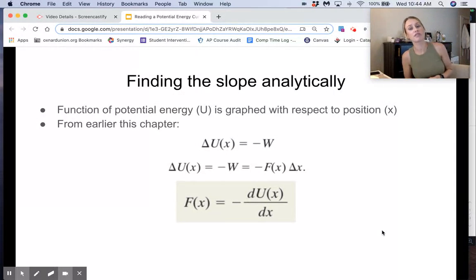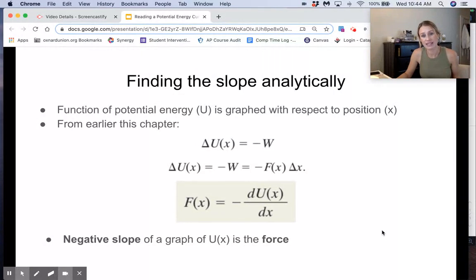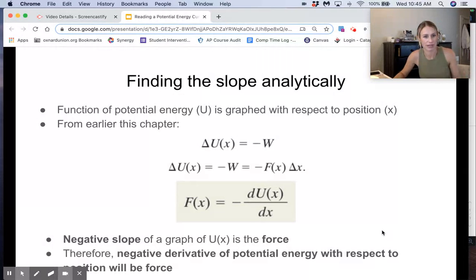So if we solve this equation for force, what we get is the change in potential energy over displacement. What this tells us is that when we look at the slope here, which is just change in potential energy over displacement, or delta U over delta x, we are going to get a negative force. If you multiply both sides of this equation by -1, you get dU/dx equals negative force. So the negative slope of the graph is going to be the force. And this is really, really important to remember here.